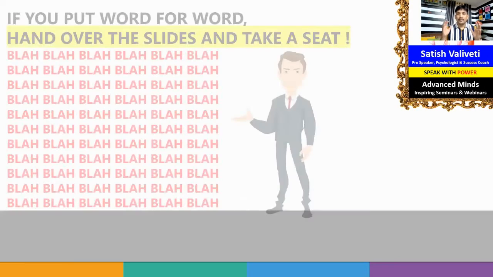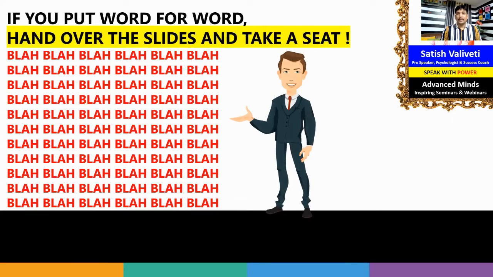And here's the most important rule about making a powerful PowerPoint. If you put word for word, it's better you hand over the slides and take a seat, my friends. Remember this: when you make a slide, if you put everything you want to speak in the slide itself, then people don't need you, friends. If you just type everything on the slide, the best thing you can do is take a printout and give it to all the audience. You can sit back because they can read it and understand it. They don't need you as a speaker.